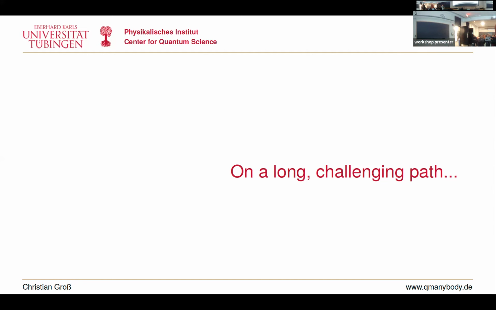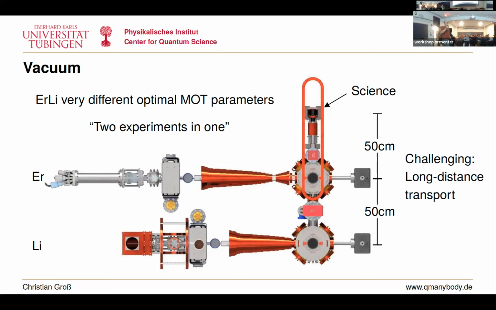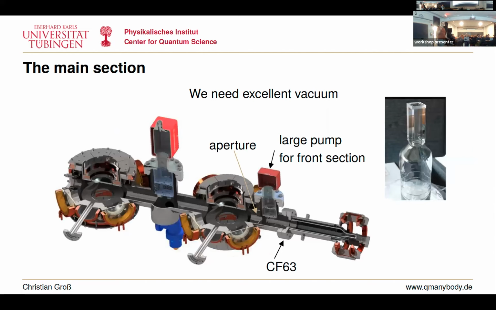I just want to show you where we stand. So we have this elaborate machine. There's one issue with lithium and erbium. There are more issues, but one issue is for the magneto-optical trap. They like very different magnetic fields and so on and so forth. So we decided to do a two chamber design and the science cell here. We will transport everything over there. One thing is challenging. We need to transport over 1 meter, but somehow we will solve that.